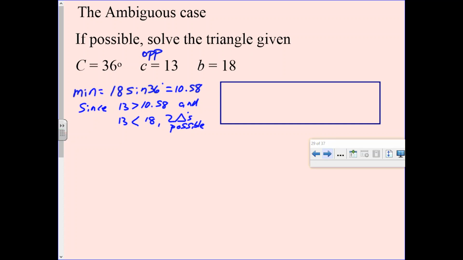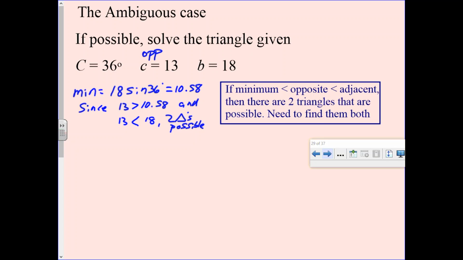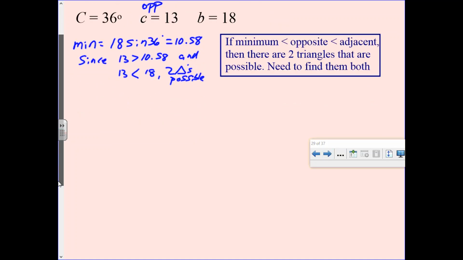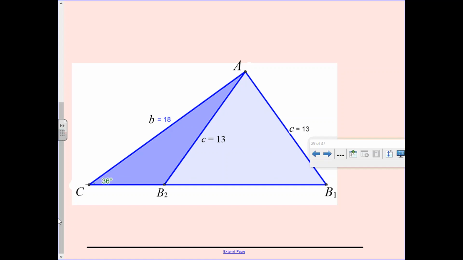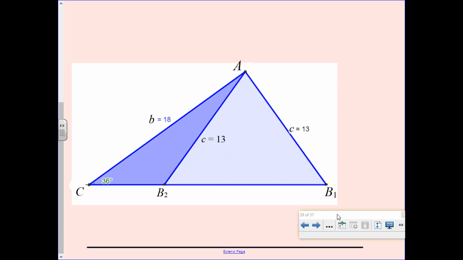Okay? So again, run the test. If the opposite side is between the minimum value and the adjacent value, then we get two triangles, and we do need to find them both. Okay? Here's what the triangle is going to look like. So this is kind of what we have, right? And I'm going to be talking about it as we go through this problem.